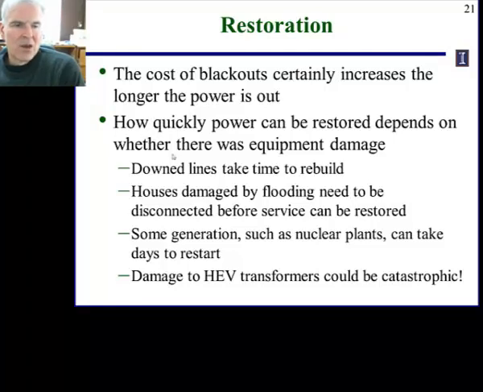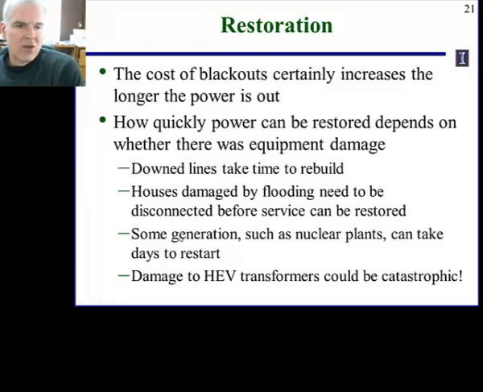When you have a flooding situation, as we saw recently in the New York City area, and you've got houses damaged by flooding, if you get water into your electric wiring, before you can restore power to the neighborhood, you need to make sure that all the houses that have damaged wiring are disconnected. So there's an added time associated with going around and disconnecting houses, where the electrical grid, if you were to try to reconnect it, you'd just get an immediate short circuit.